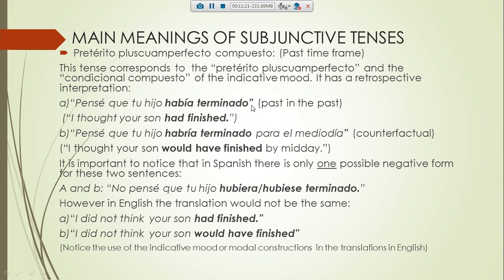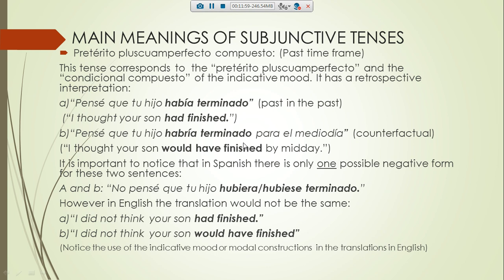In the case of these two sentences, the negative form of both of them, of pensé que tu hijo había terminado y pensé que tu hijo habría terminado, is no pensé que tu hijo hubiera o hubiese terminado. So it is important to notice that in Spanish, there is only one possible negative form for these two sentences, though the meaning is different, right? So in the negative form, in order to interpret one or the other meaning, of course, we will have to resort to context.